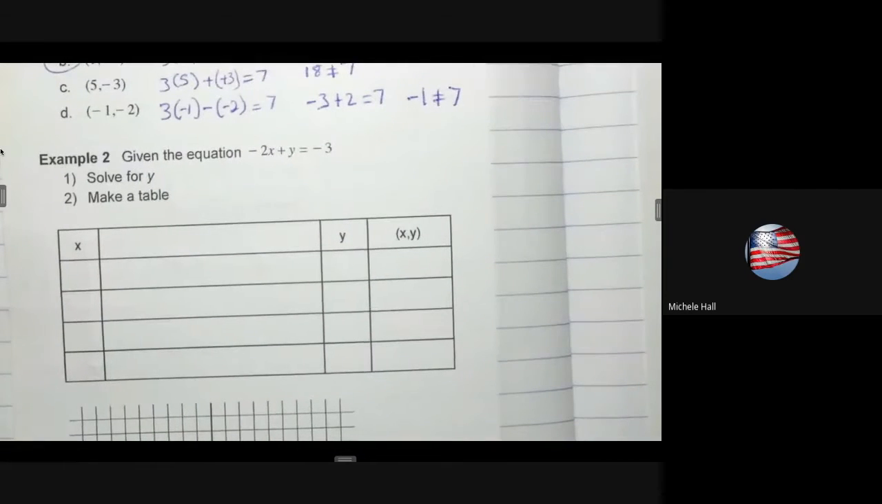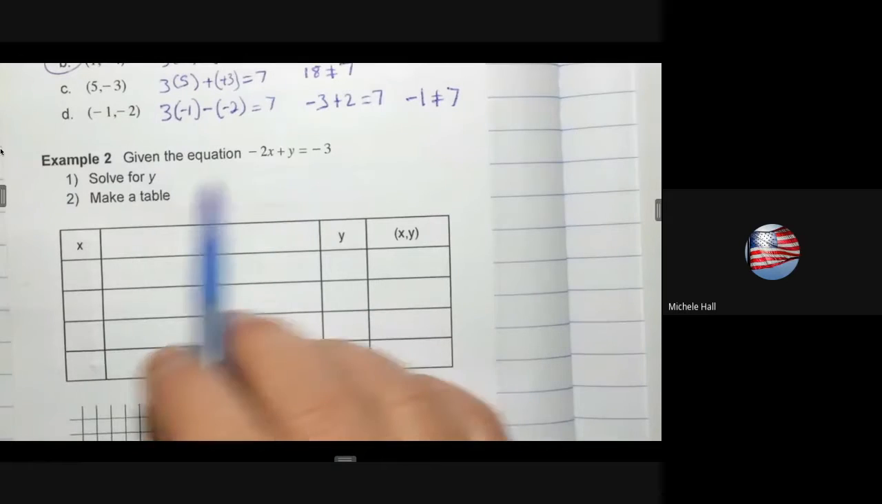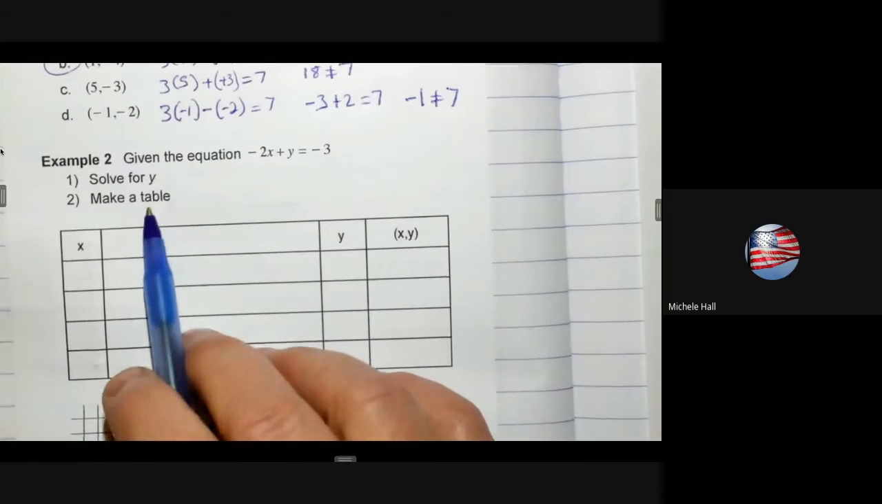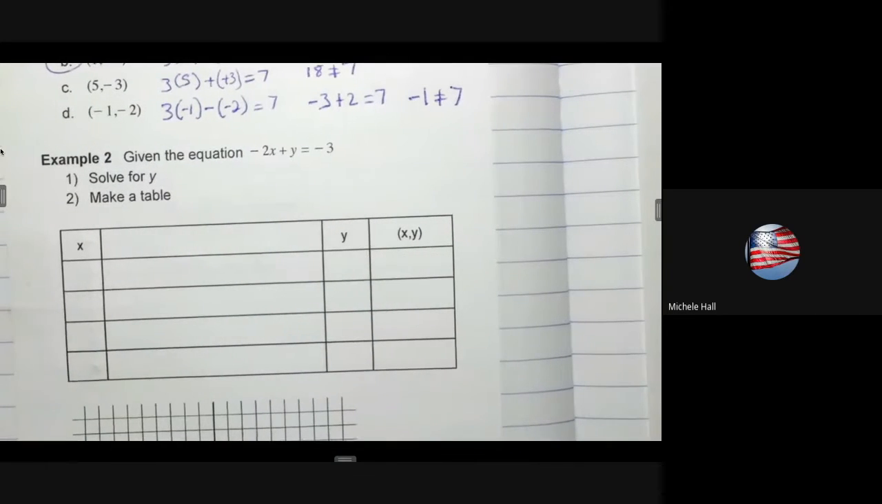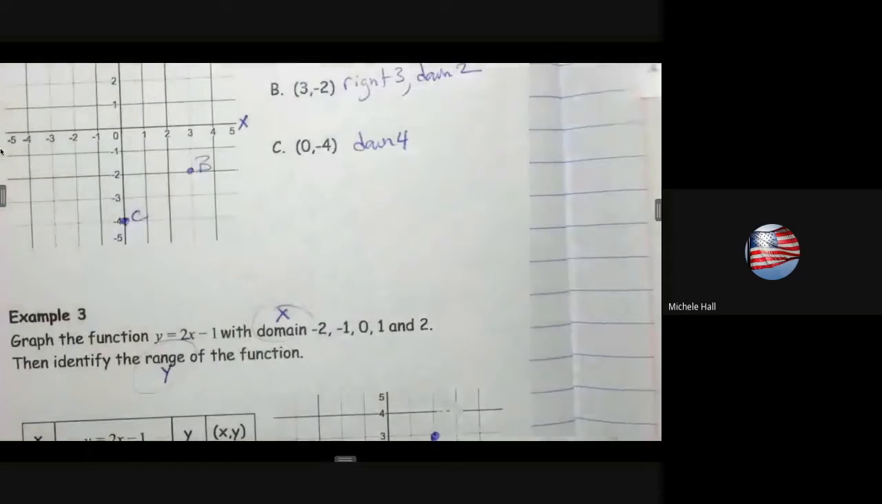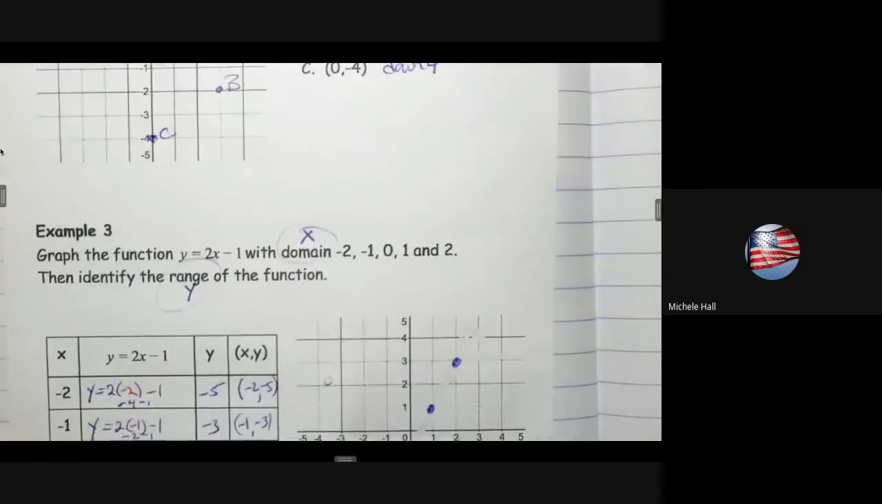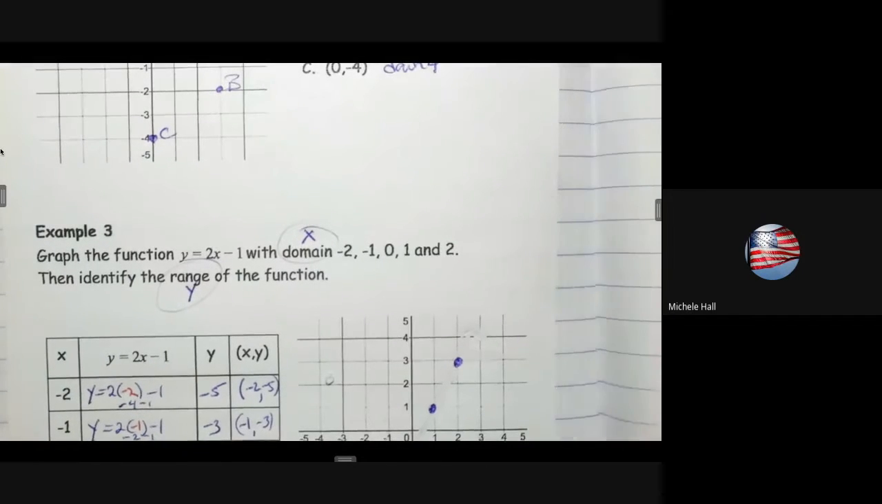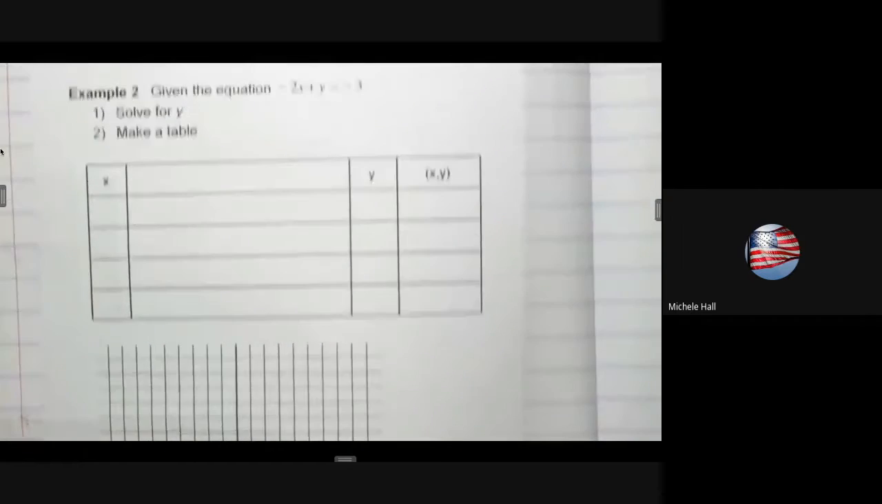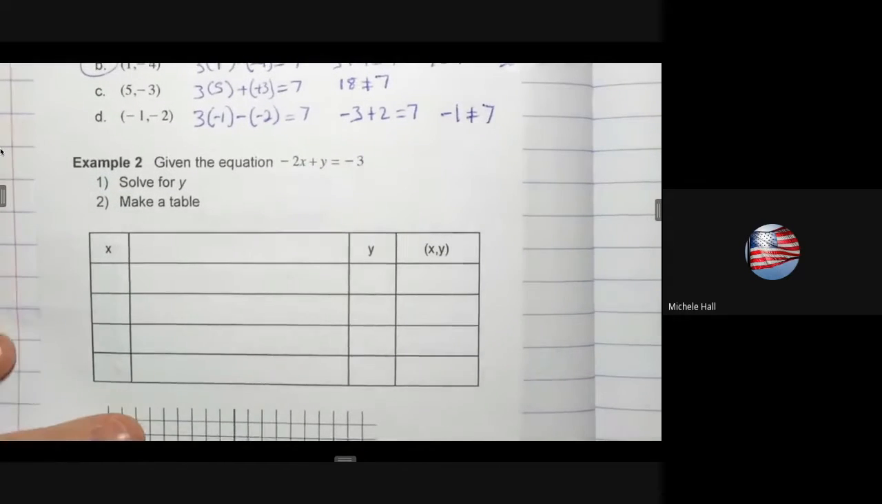Example 2, given the equation, solve for y and make a table. If we look back at our previous section, we can see that when we're using a table of values, the y was by itself. It was very easy to select my x's and simplify for the y. We're going to do the same thing here. So the first step is to solve for y.